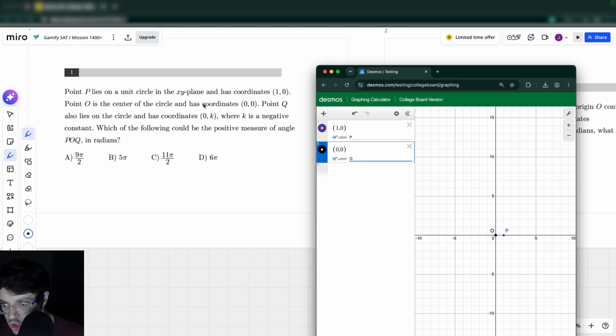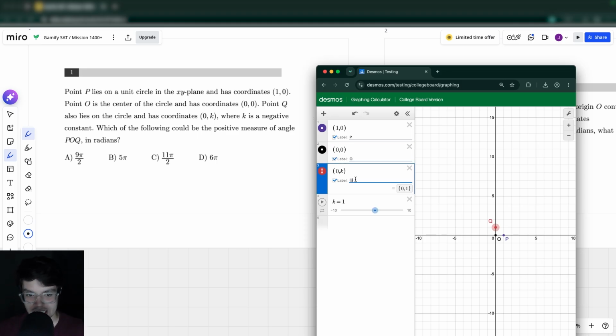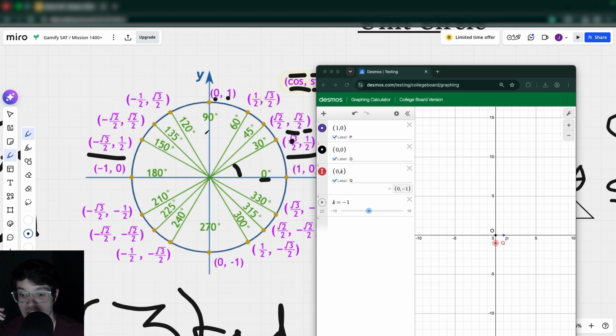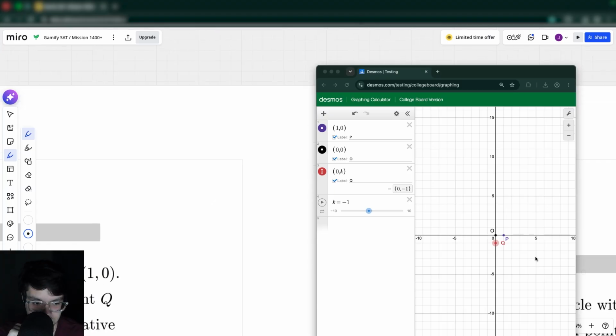Then you have point Q, which is (0, K) for its unit. So that is that for Q. And then K would also have to be a negative number, so we know no matter what, it's going to be somewhere down here, which could be the positive measure of angle POQ in radians. So just to evaluate what this is trying to say, if you look here at the unit circle, this is basically like if we were trying to take this huge angle going from 0 all the way to down here. So that is basically what is going on here. You can imagine what this is supposed to look like, and that's what these points are trying to say.